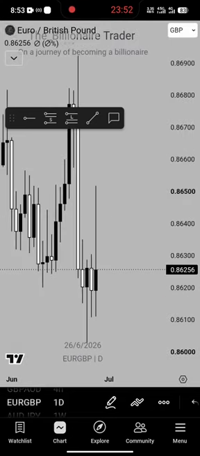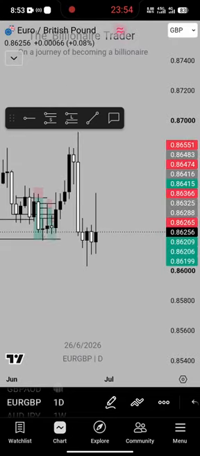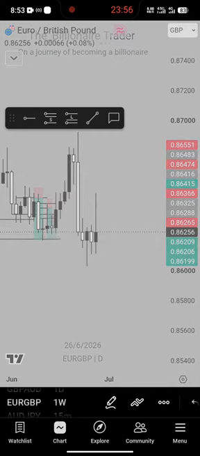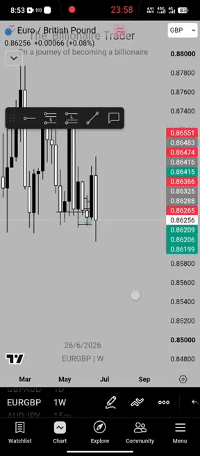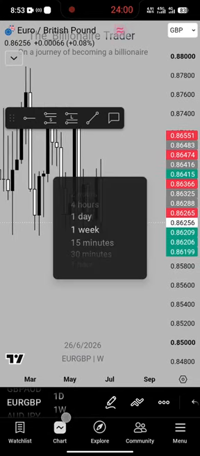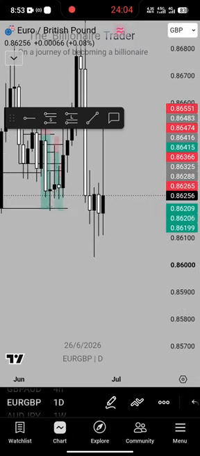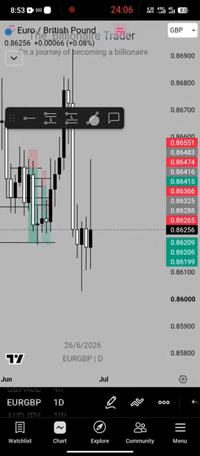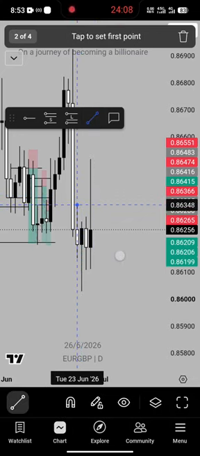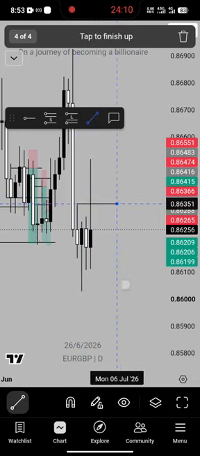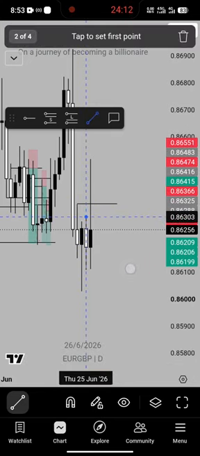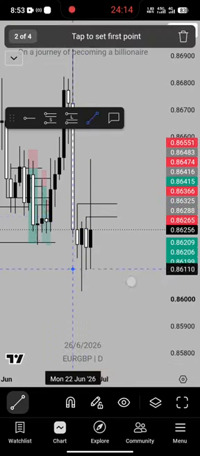Euro GBP, let's go to the weekly time frame. We are bearish on euro GBP. What do we have for this week? On daily, what do we have? We are still bearish. Price has swept this high. We already have daily reject daily. It's also swept this high too. So this low should go.